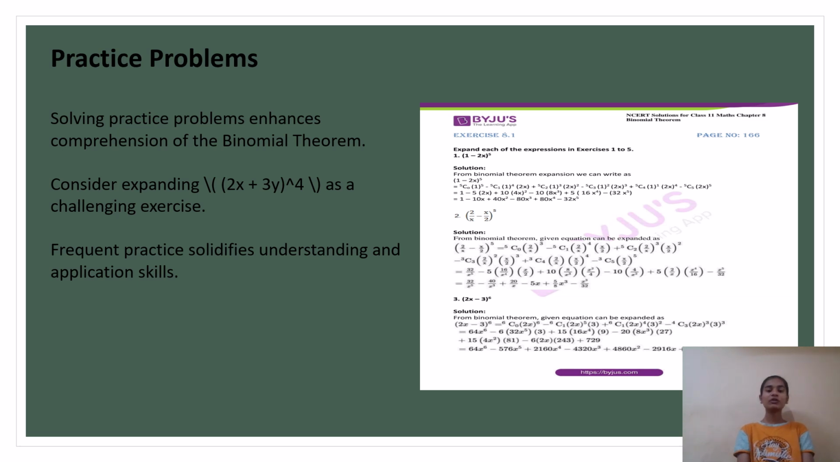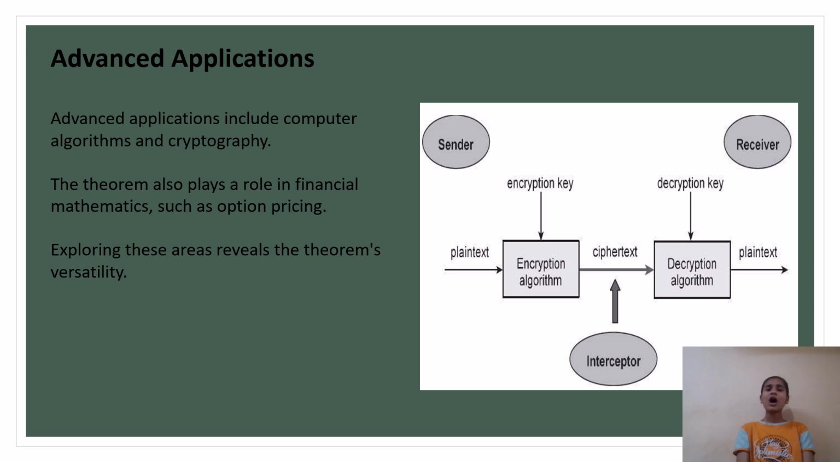Practice problem. Solving practice problems can enhance the comprehension of the binomial theorem. Consider expanding (2x + 3y) to the power of 4 as a challenging exercise. Frequent practice solidifies understanding and application skills. Advanced applications include computer algorithms for cryptography. The theorem also plays a role in financial mathematics, such as option pricing. Exploring these areas reveals the theorem's versatility.